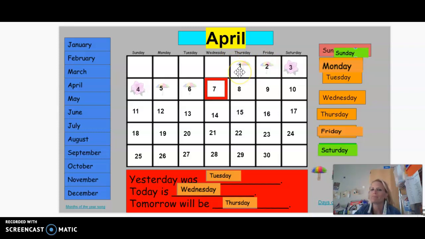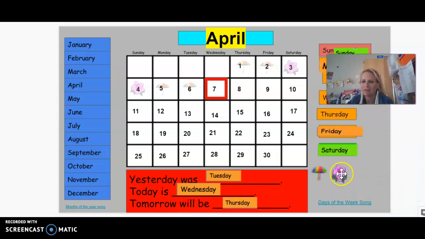Let's count our numbers. 1, 2, 3, 4, 5, 6, 7. It is the 7th of April today, and our pattern is AABB. So what comes after the second umbrella? It would be a flower. Good. Let's check. We'll put it out. We're searching ahead. Umbrella, umbrella, flower, flower, umbrella, umbrella, flower. What will tomorrow be? Flower.